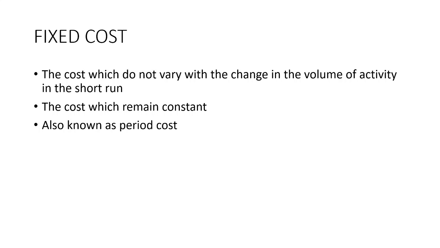For example, rent of the building. It remains the same for the different levels of production. But at the same time, it will not remain constant always. It will be constant during a short period of time. In the long run, the rent will change, won't it? The rent will increase. So it is known as period cost.